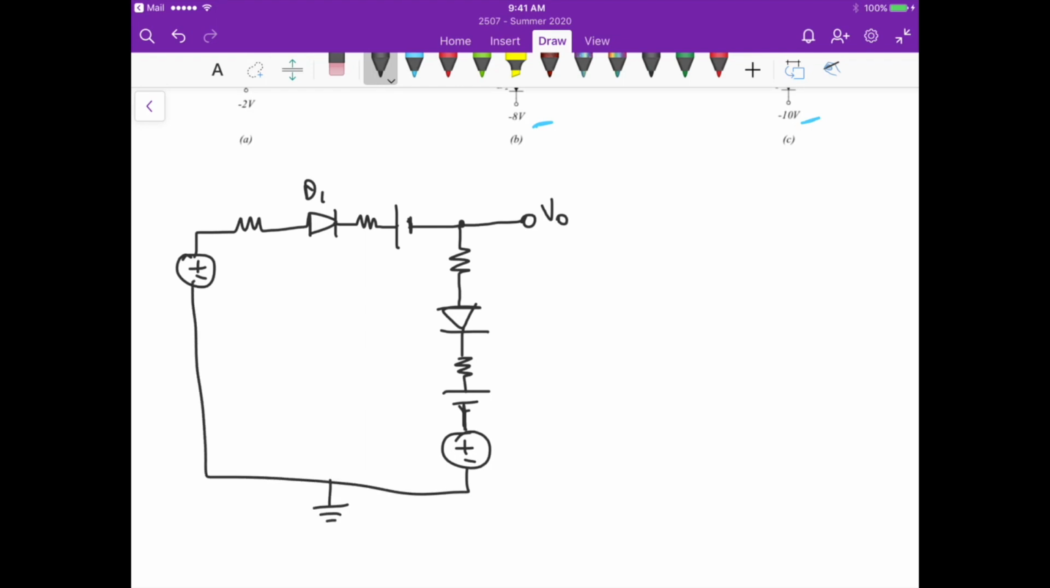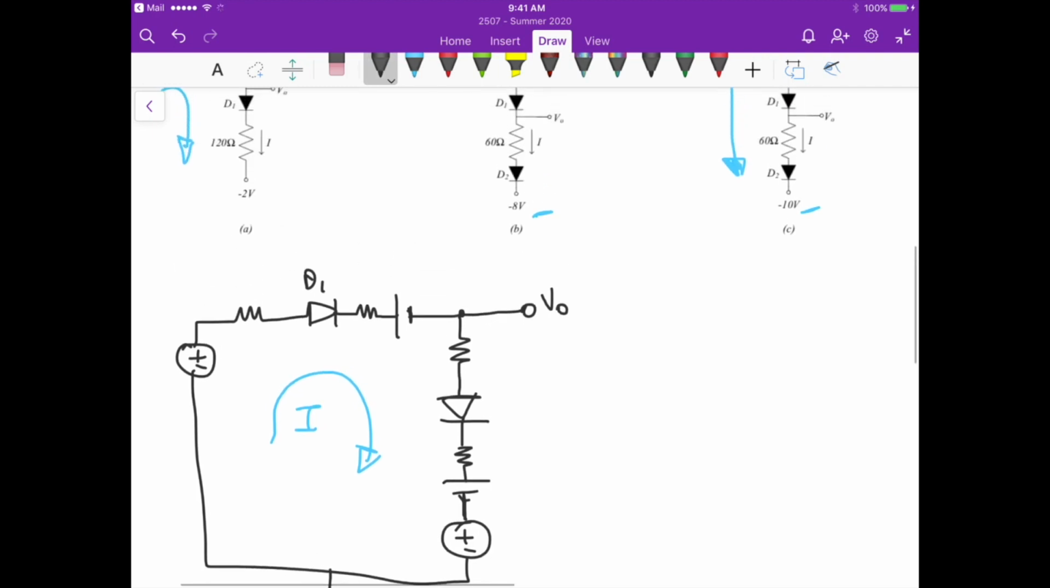Okay. So let's assume we have a current I flowing in this direction, right? Because if we get a positive value of current, then there is current flowing in this direction and the diodes are on. So let's just number all the voltages and sources.